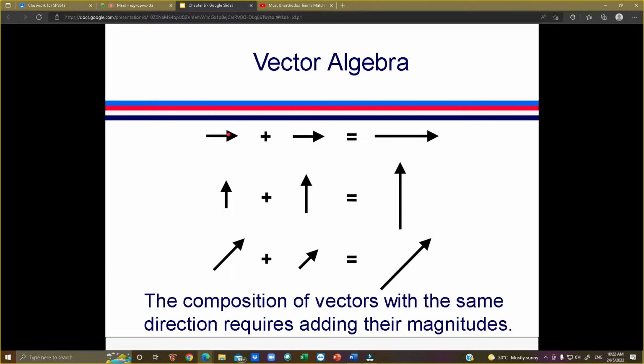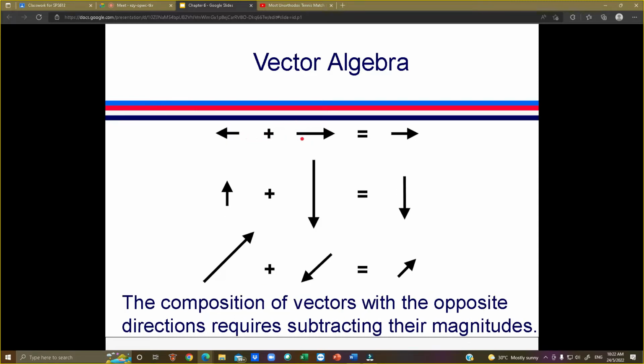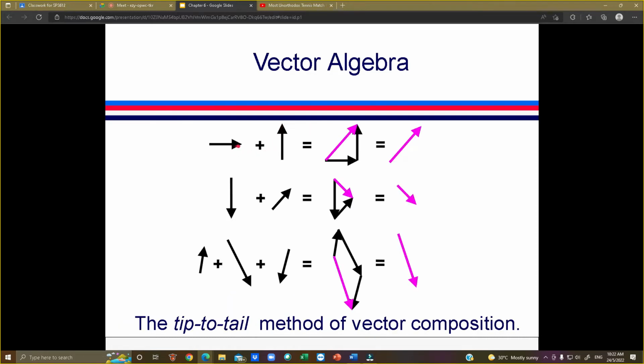Okay, so there are 3 types. One, where you have similar direction: just add on the length. Two, similar direction but with positive and negative. So it depends. The direction is based on whichever has the most magnitude. But if the vectors are totally different in direction, then you are going to make a line that starts on the tip and ends on the tail.